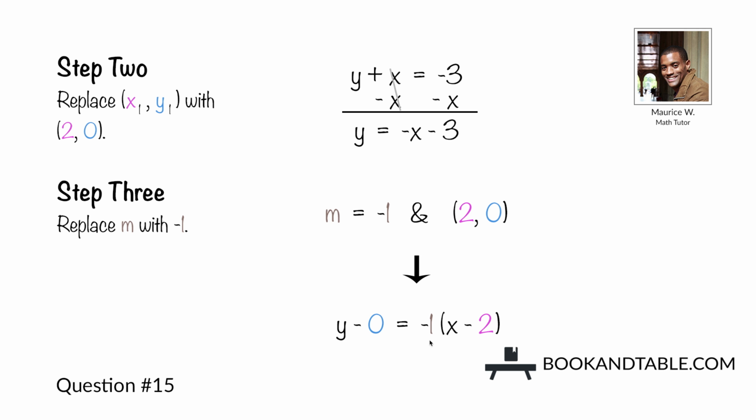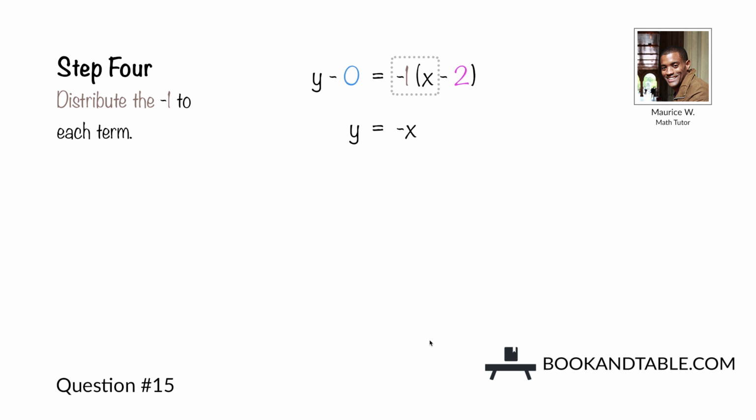So we'll distribute this -1 for step 4. When we do so, we'll multiply times the x and the -2. -1 times x is -x. -1 times -2 is +2. So that leaves us with y is equal to -x plus 2. So this is the equation of the parallel line that we are looking for.